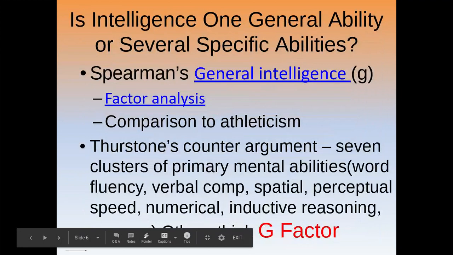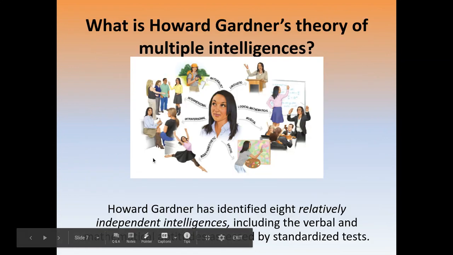Okay, so the idea of general intelligence is Spearman's. Thurstone comes up with a counter argument, and he comes up with 7 clusters of primary mental abilities: word fluency, verbal comprehension, spatial abilities, perceptual speed, numerical, inductive reasoning, and memory. Okay, and that's all part of this G factor.